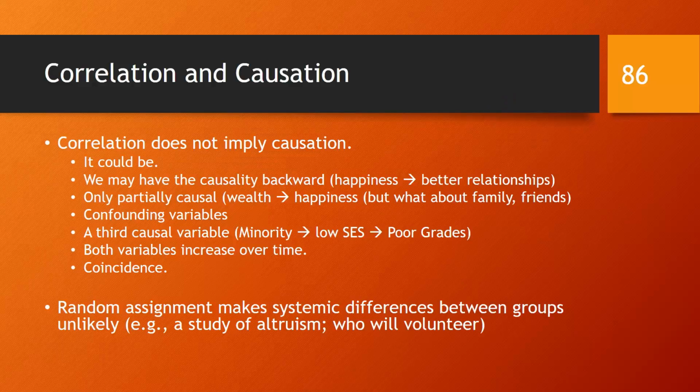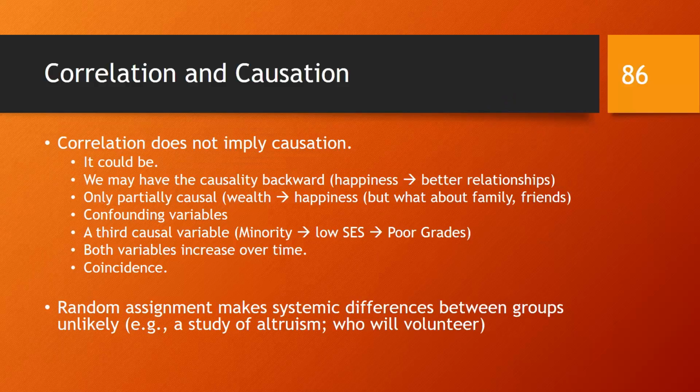Just because two variables are correlated does not mean that one caused the other. It could, but a correlation does not prove that. We could have misunderstood the causality. Perhaps we assumed that happiness causes better relationships when actually better relationships cause happiness. Or consider that a relationship is only partially causal. Wealth may cause happiness, but so many other variables also influence happiness.